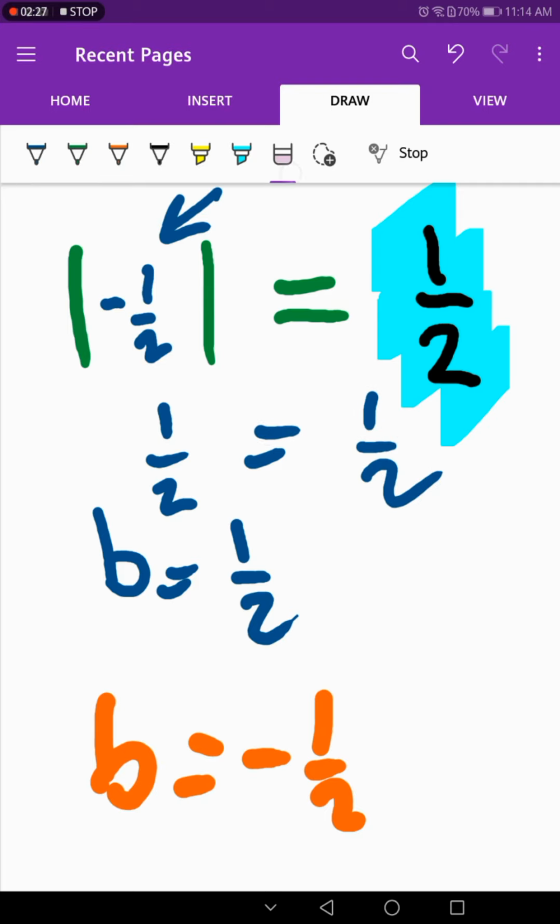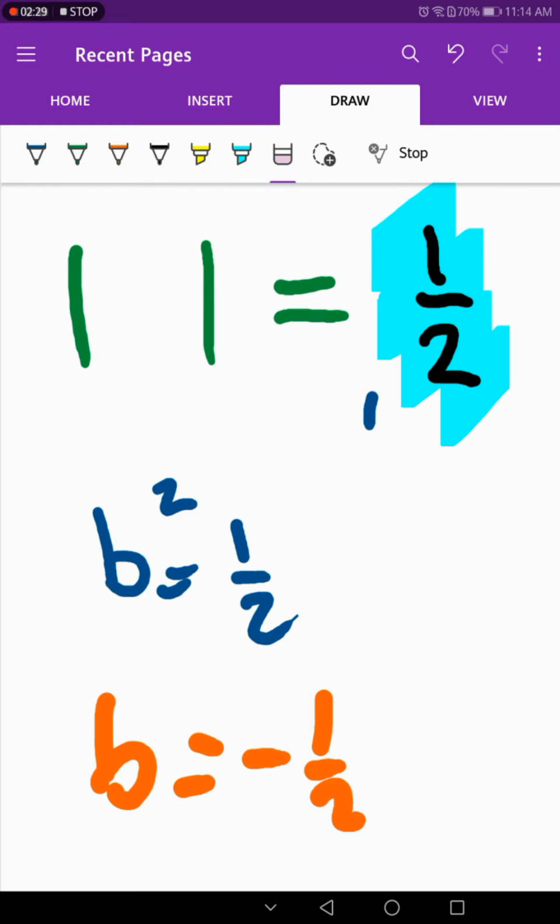So how many values do I get from this equation, boys? Two values, or two solutions: negative 1 over 2 and 1 over 2. So, teacher, this is the solution? Yes, this is the solution.